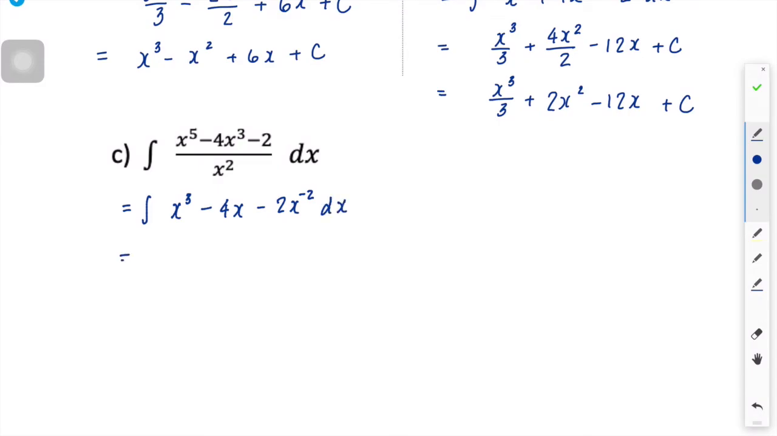Let's take the integral. X to the power of 4 over 4 minus 4x squared over 2, so this is 2x squared. When I look at x to the power of negative 2, when I add the exponent by 1, I get an exponent of negative 1. I have to divide the term by negative 1. This turns into plus 2 over x plus c.